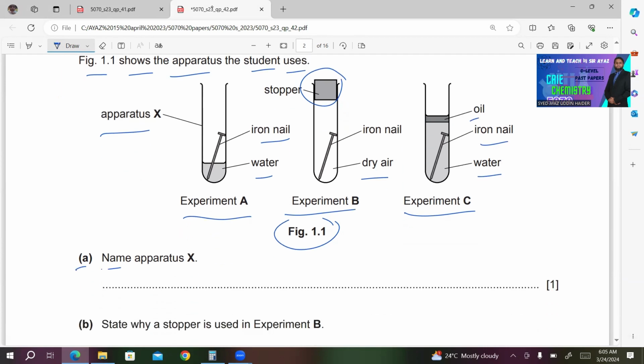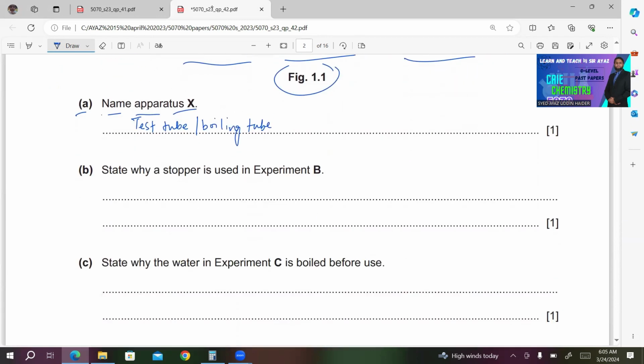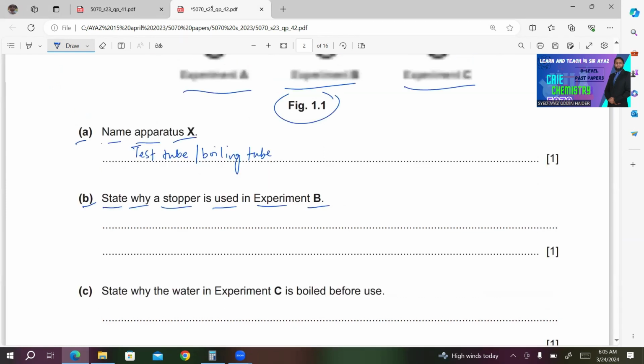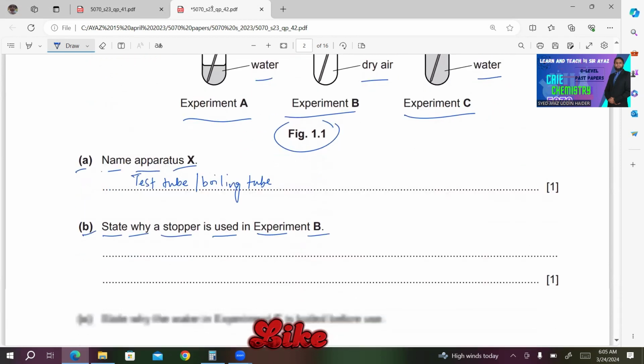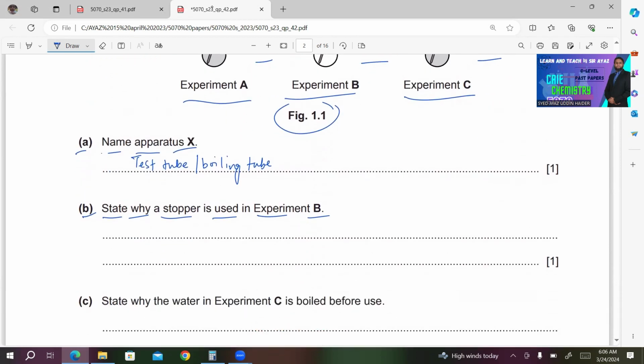A. Name apparatus X. It's a test tube or boiling tube. B. State why a stopper is used in experiment B. It's simply to prevent the entry of water. In experiment B, you can see the stopper, and there's dry air inside the test tube. Dry air means no moisture, no water. So it means they're preventing the entry of water.